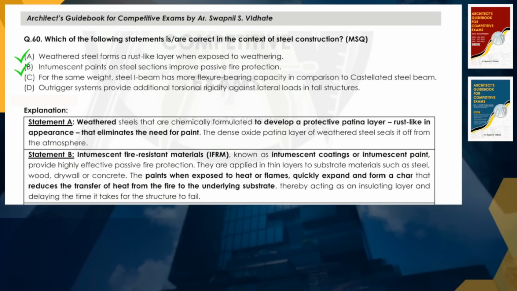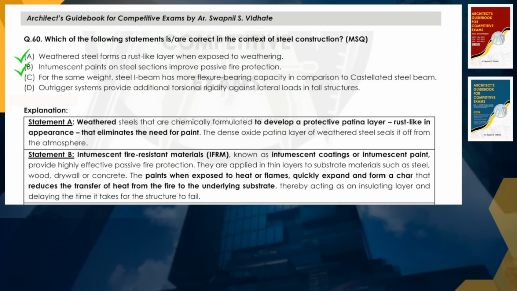So you will get sufficient time to apply the fire resistant material, to extinguish the fire. So for that purpose, these intumescent paints are being applied on the steel section to improve the passive fire protection. Option C: for the same weight, steel I-beam has more flexure bearing capacity in comparison to castle beam.